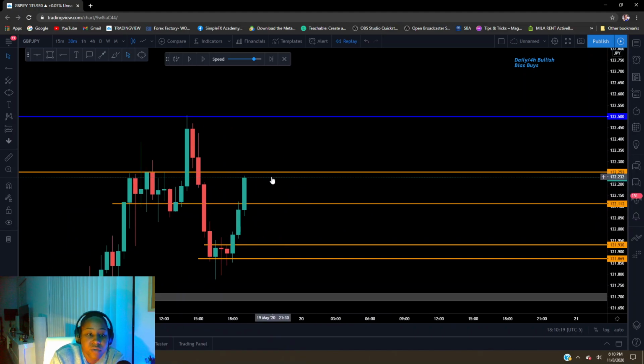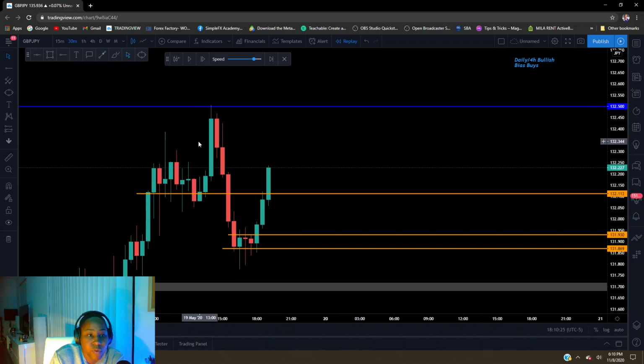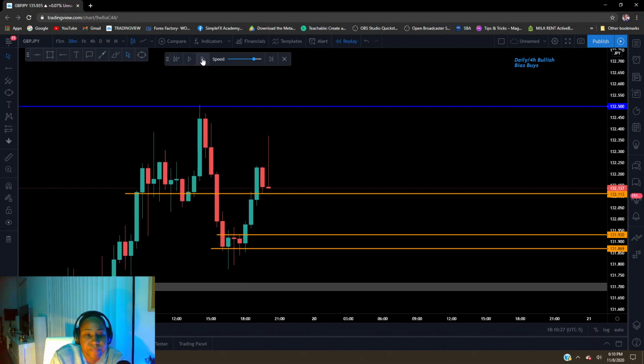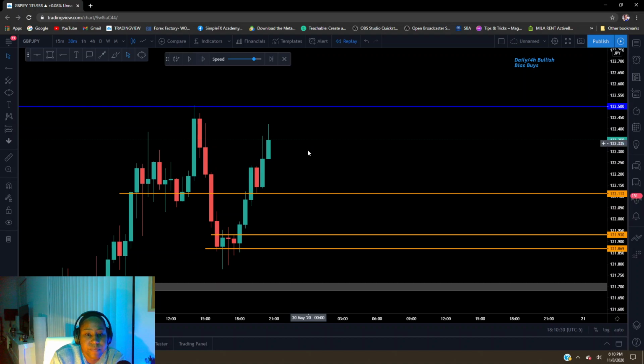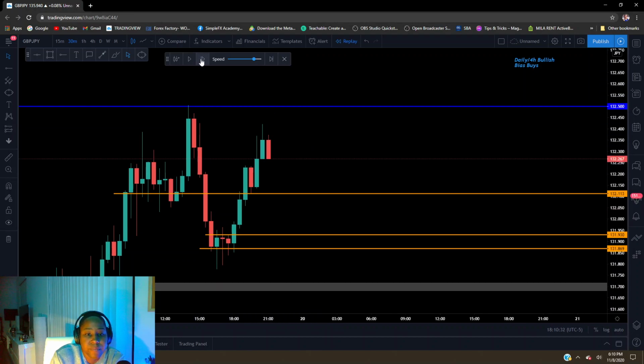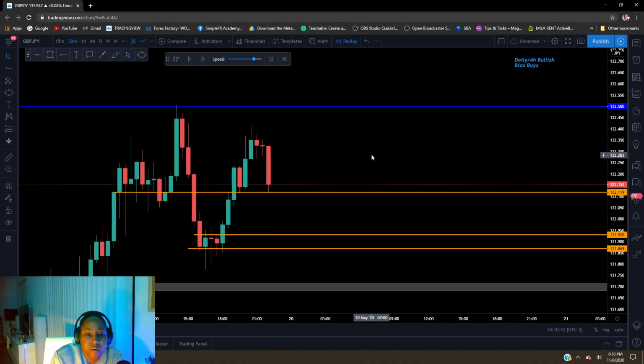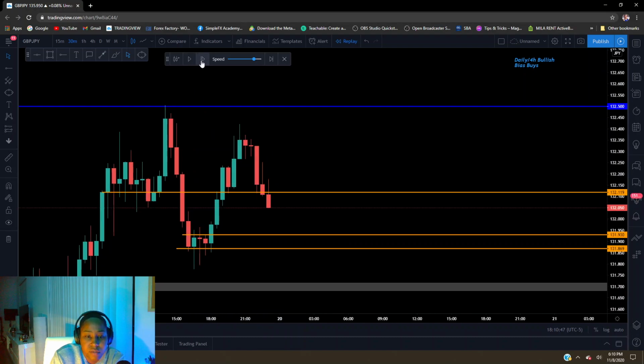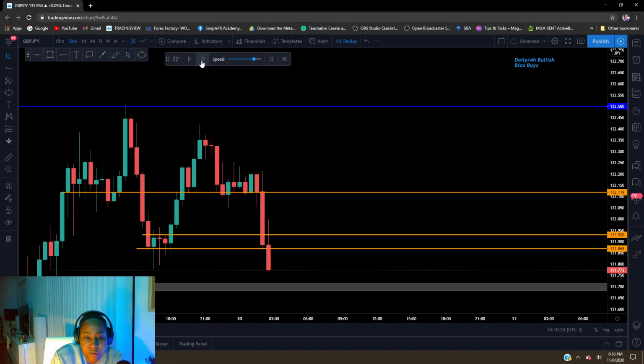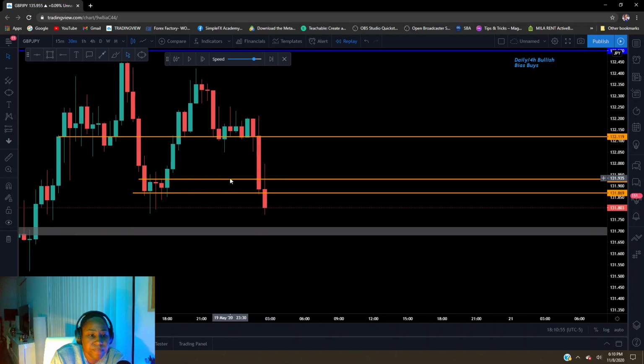I don't think this level is valid anymore. So this should continue bullish. There we go. Yeah, continued up, and now it's retracing a little bit. All right, this low was broken, continue down. Okay, let's see if we can get into London session here. All right, 2:30 in the morning. So we're right at London session.